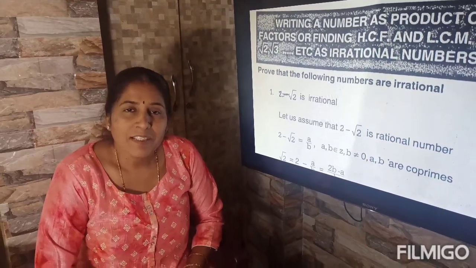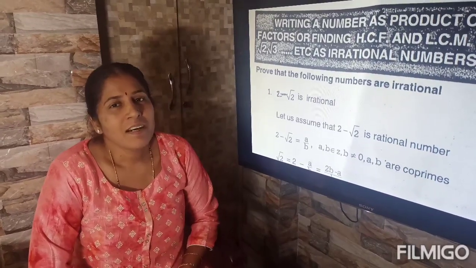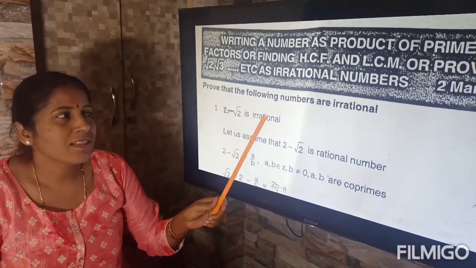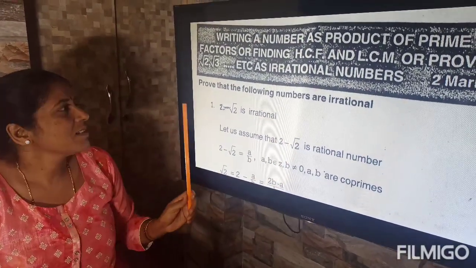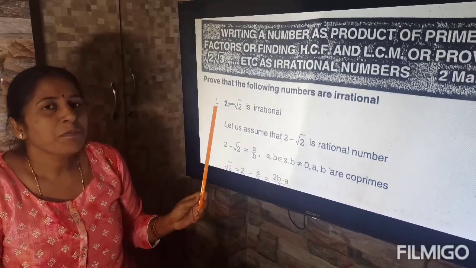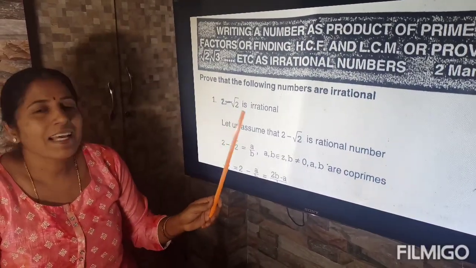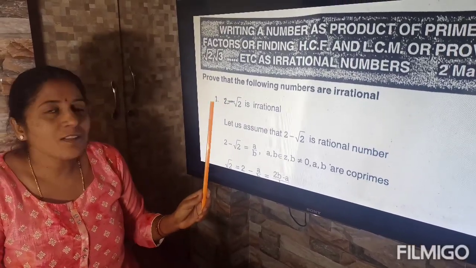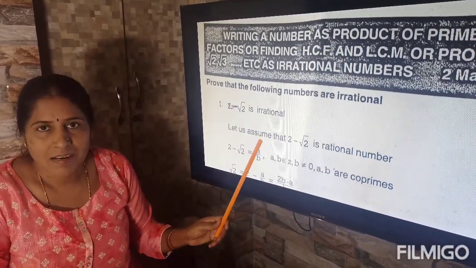Today I am continuing the Passing Package for the 10th standard students. Now I am doing: prove that the following numbers are irrational numbers. First sum: 2 minus root 2 is an irrational number. We have to prove that the given number, 2 minus root 2, is irrational.